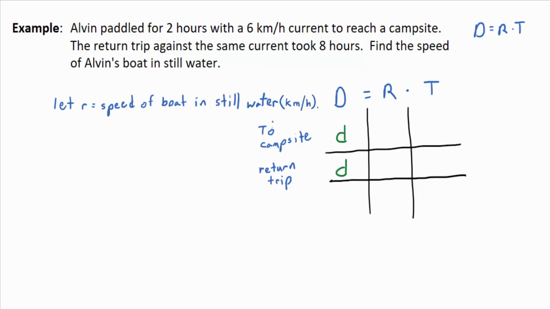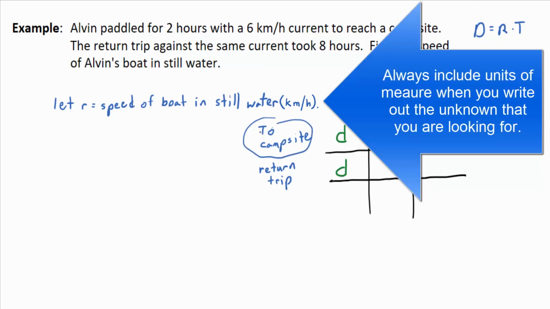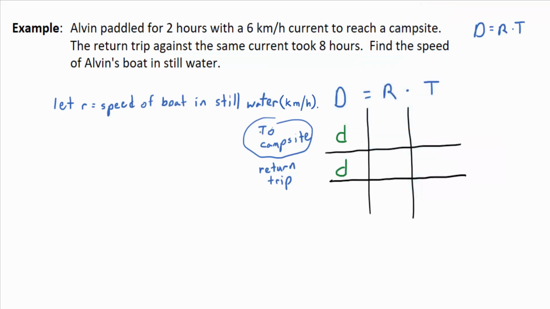Now, in the trip to the campsite, he's going with the current, which means the current is going to add its speed to however fast he's going in still water. Does that make sense? So if the speed in still water is r and the current is 6 kilometers per hour, what's the actual rate going to be on the way to the campsite with the current? The current right at your back is going to push you another 6 kilometers per hour, right? So just add in 6.